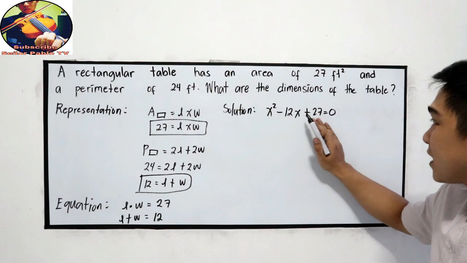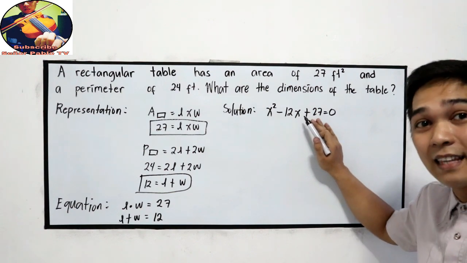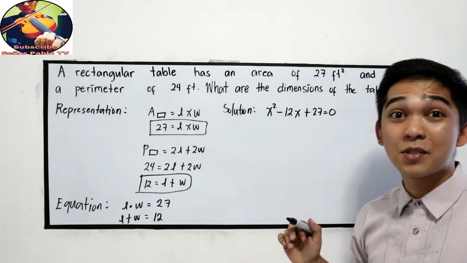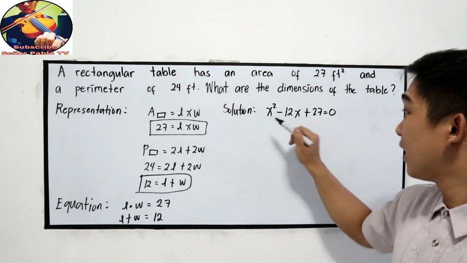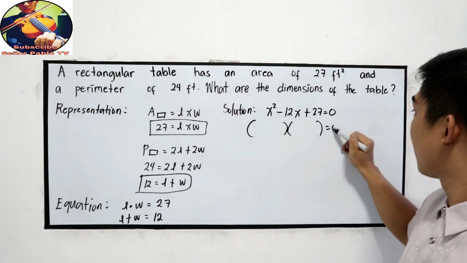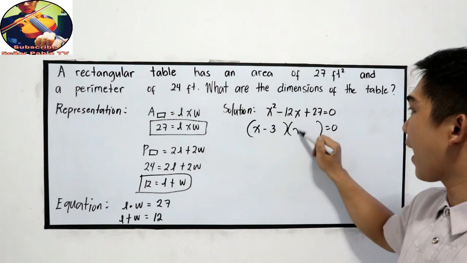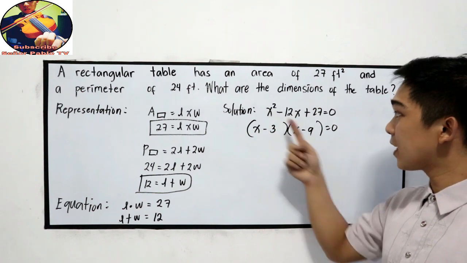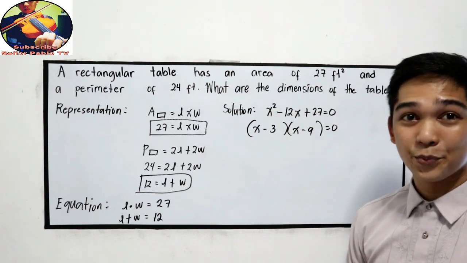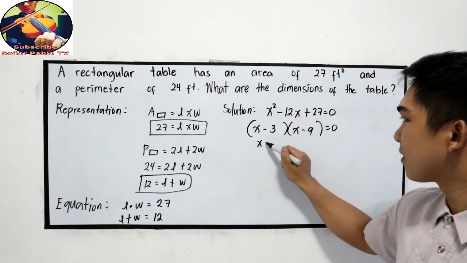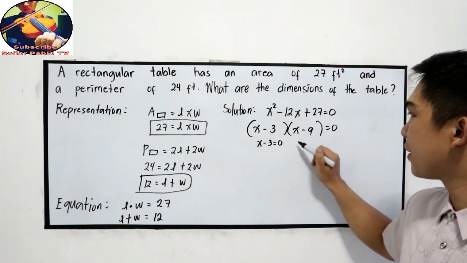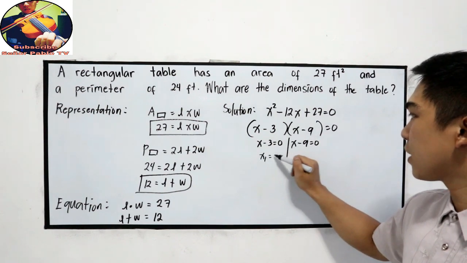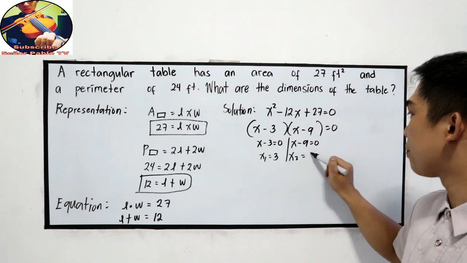Kunin natin ngayon factors ni 27 na pag pinag-add natin ay negative 12. That is 9 times 3, obviously, pero parehas negative. So x minus 3 tsaka x minus 9. 9 times 3, 27. Negative 3 minus 9, negative 12. Na-equate natin sa 0. So x minus 3 is equal to 0, and x minus 9 is equal to 0. Our x sub 1 is equal to 3, x sub 2 is equal to positive 9.